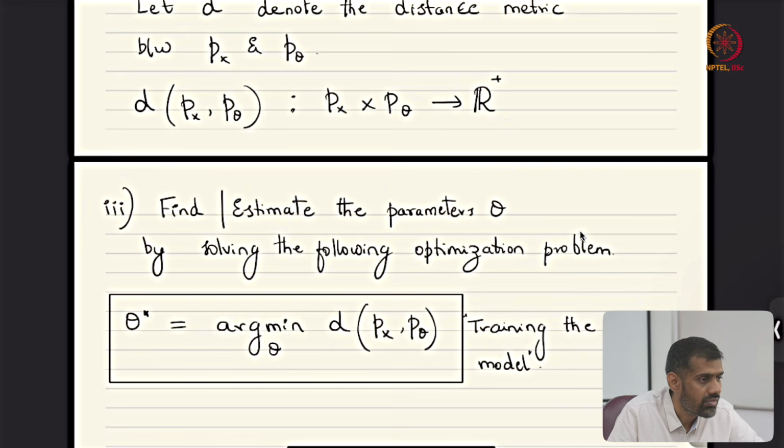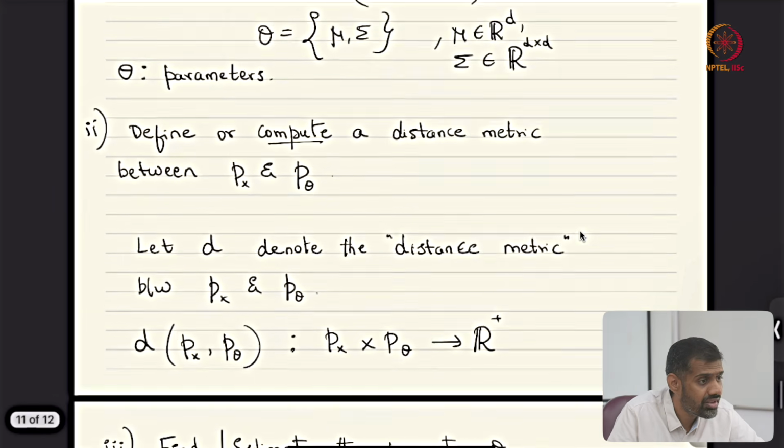The codomain of this distance metric should also include R plus. R plus includes 0, no?